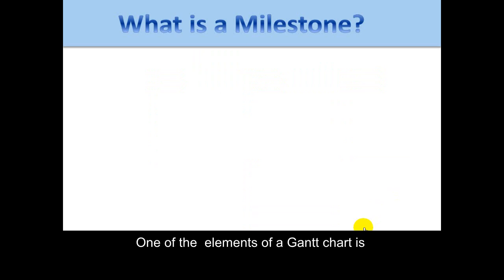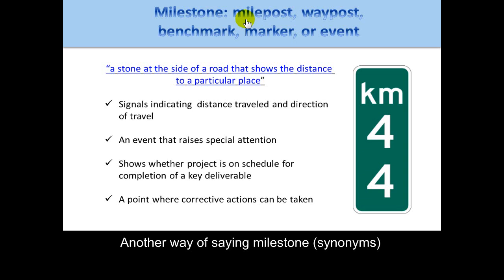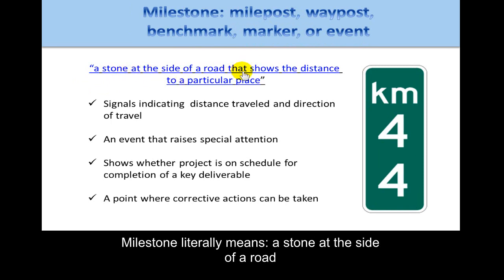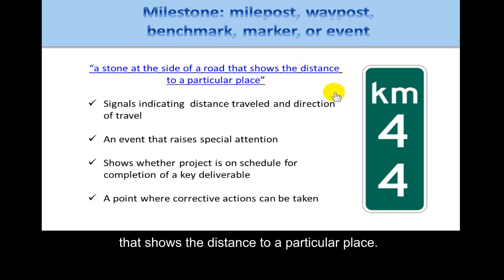One of the elements of a Gantt chart is called a milestone. What is a milestone? Another way of saying milestone, or synonyms, would be milepost, waypost. A common one is benchmark. Sometimes we talk about benchmarking, a marker or an event. It literally means a stone at the side of a road that shows the distance to a particular place.